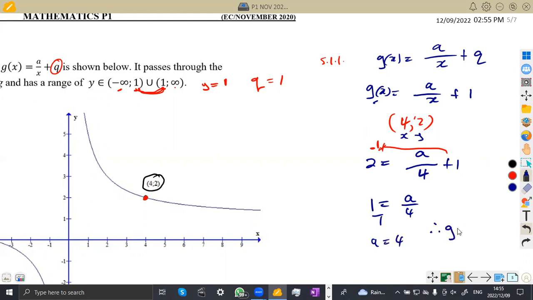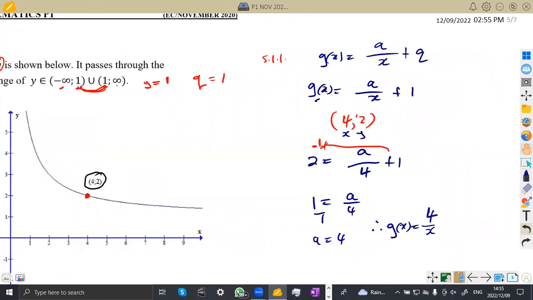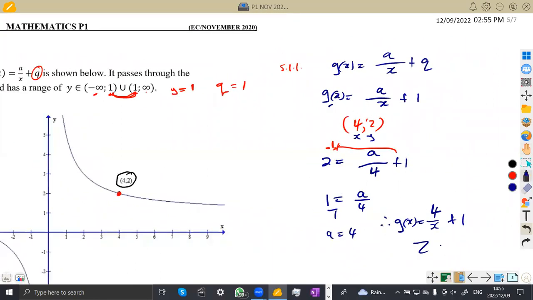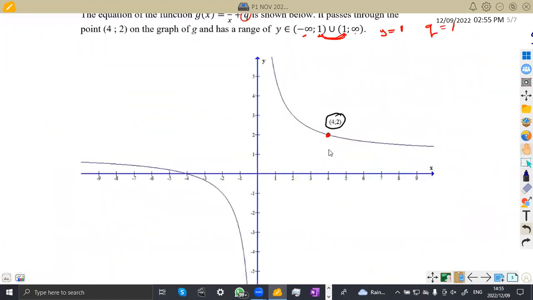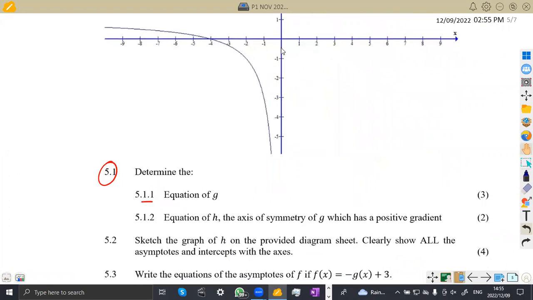Therefore, g(x) is equal to a over x, which is 4 over x, plus q, and our q is 1, so plus 1. This is our equation for g(x). That's what we had. Let's just see what we have later on.